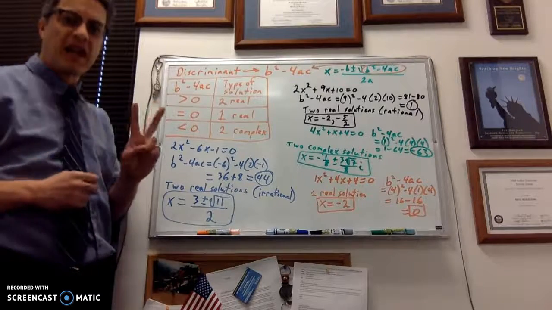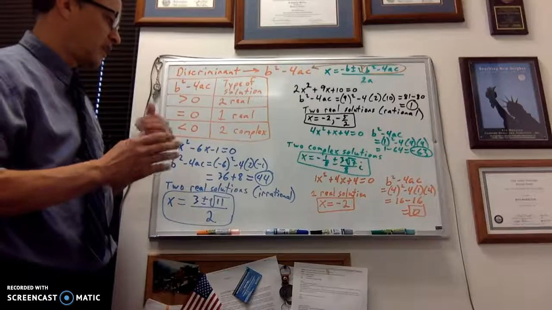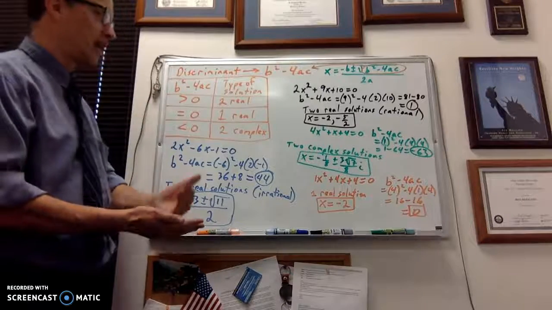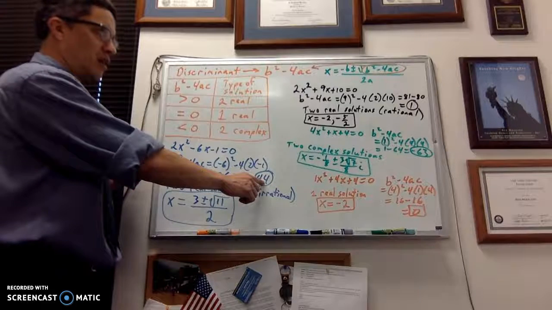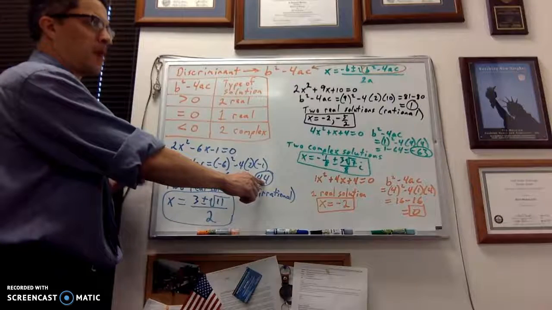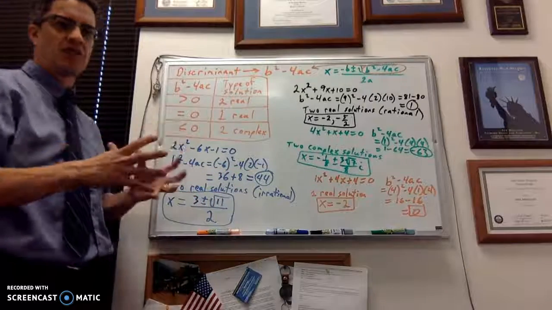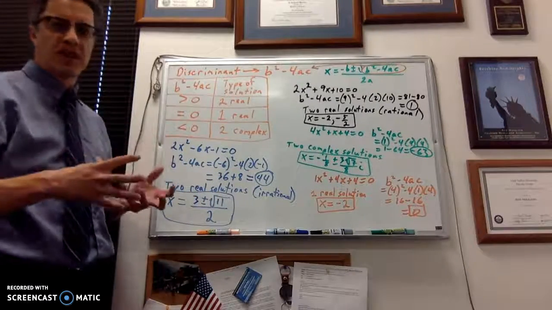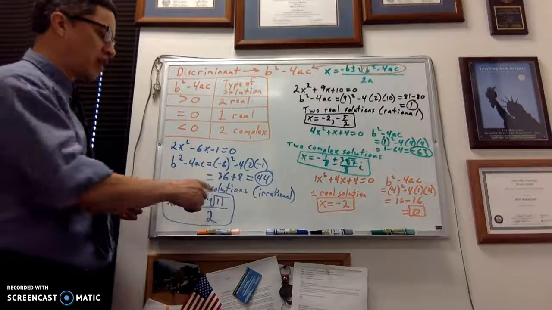Now, what's going to happen here is I can have two irrational solutions or I can have two rational solutions. If this number is not a perfect square, and 44 isn't, right? I can't take the square root of 44 and have it come out to be a nice number. It comes out to be a decimal of some kind. Then you can have two irrational solutions.